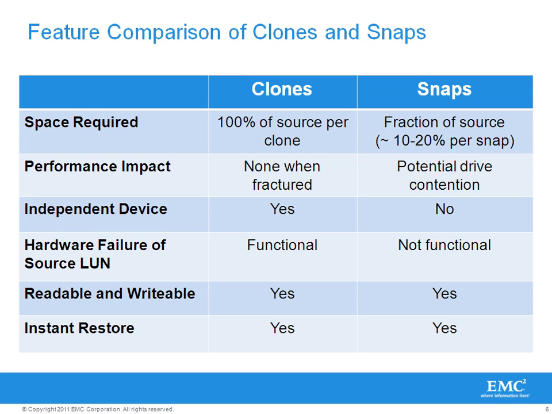Hardware failure of source LUN. In such a case, clone will be fully functional assuming it is created on different drives from source LUN. However, since snapshot is dependent on source LUN, it won't be accessible. Readable and writable. Both snapshots and clones are readable as well as writable. Instant restore. Both provide the capability of instant restore in case either point-in-time copy is required.